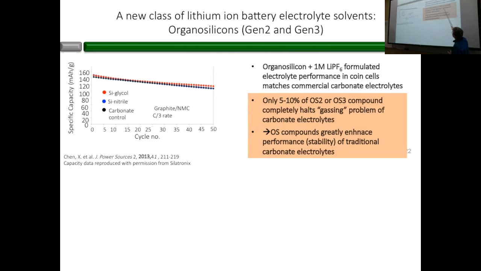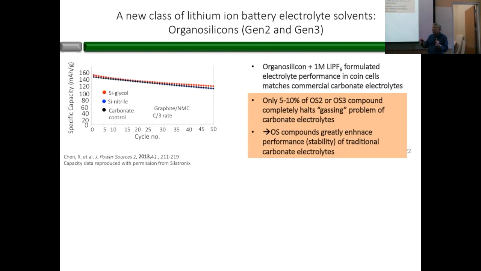But there was an unanticipated benefit, which was that we discovered that if we put only about 5 to 10% of these compounds into a traditional carbonate mix, it completely stopped this gassing problem. That is, this blowing out or release of gas, the decomposition of the carbonate electrolyte, which is really surprising, right? You'd think if the electrolyte is still 95% carbonate and you throw in 5% of this organosilicon compound, you wouldn't really expect that would stop the decomposition of the carbonate electrolyte itself, right? But this turns out to be the home run. This is why we are now commercially successful, a completely unanticipated benefit.